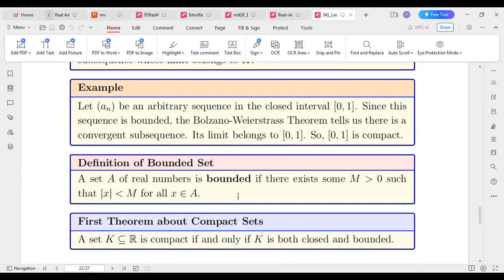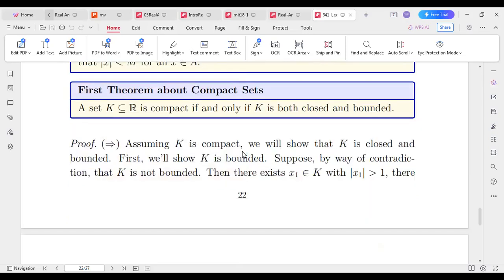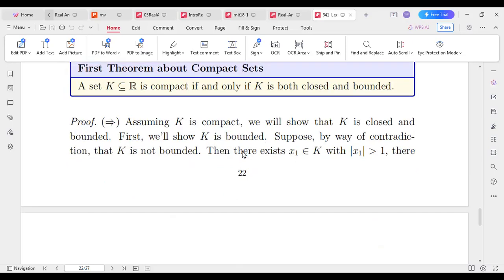The definition of a bounded set: a set A of real numbers is bounded if there exists some capital M greater than 0 such that the absolute value of x is less than M for all x belonging to A. In that case, it's called a bounded set. There is a theorem about compact sets: a set K, which is a subset of real numbers, is compact if and only if K is both closed and bounded. We can prove it easily.